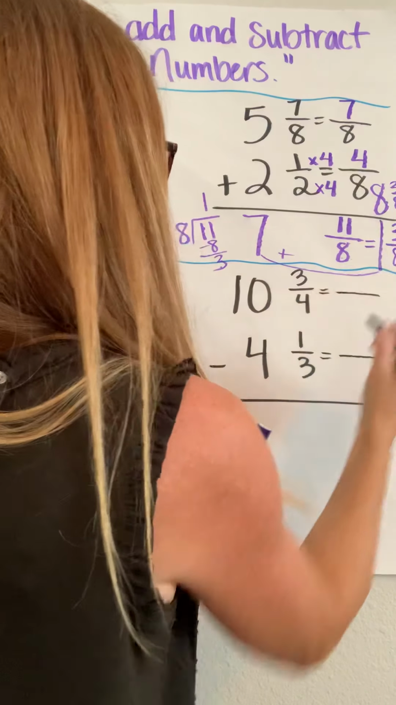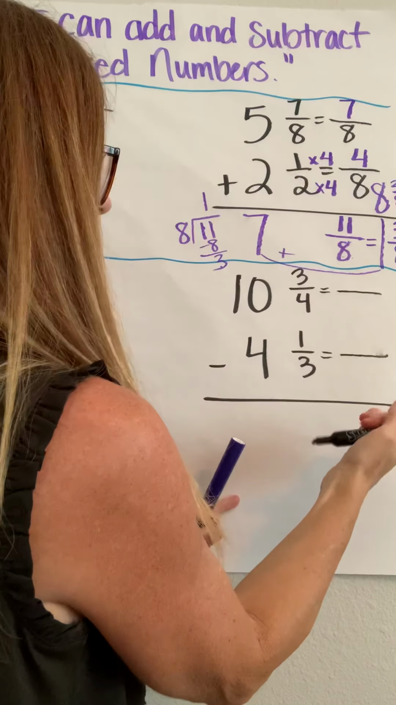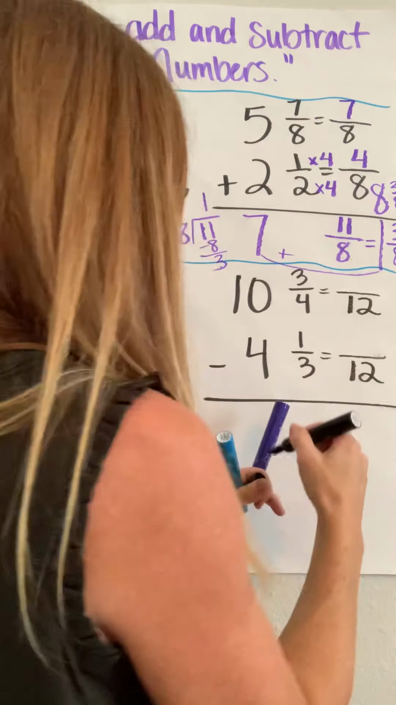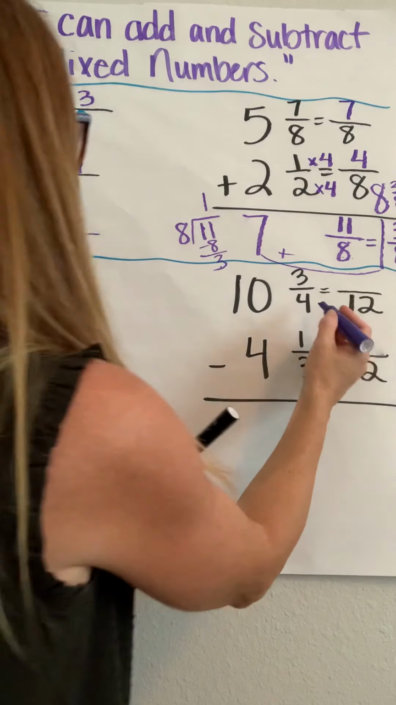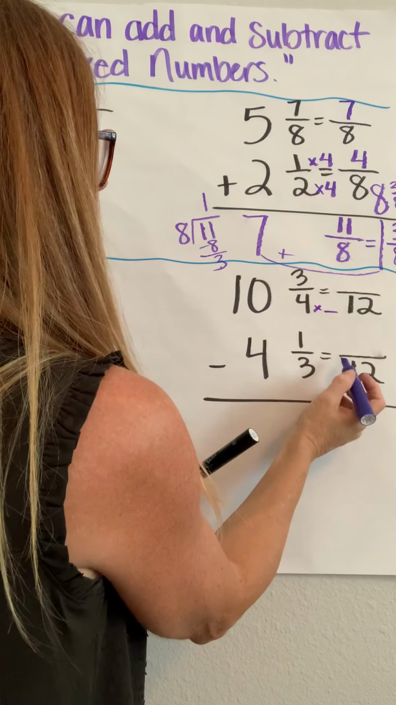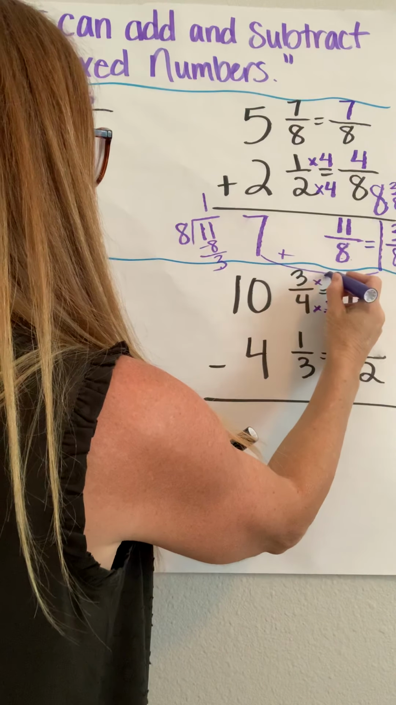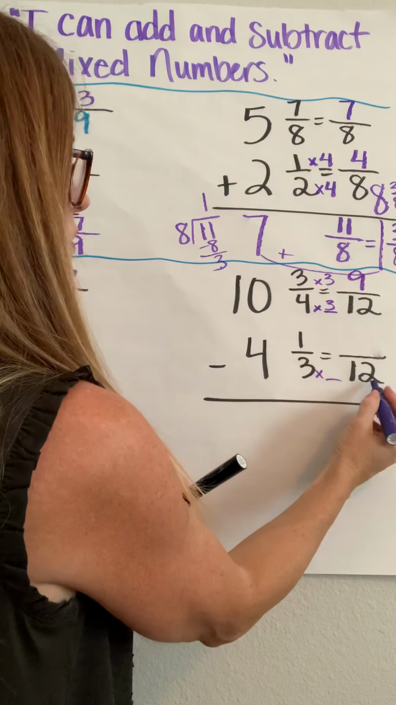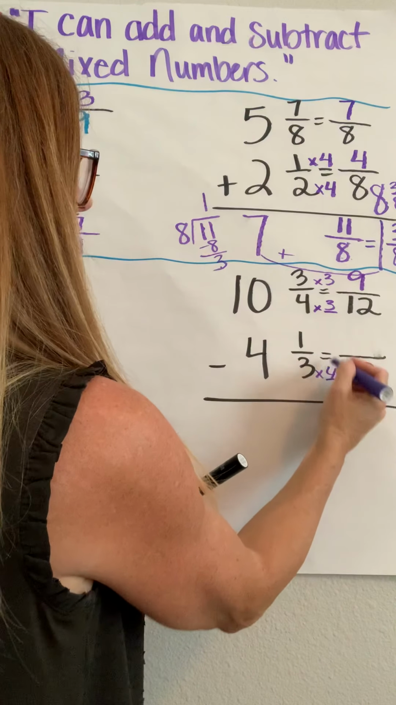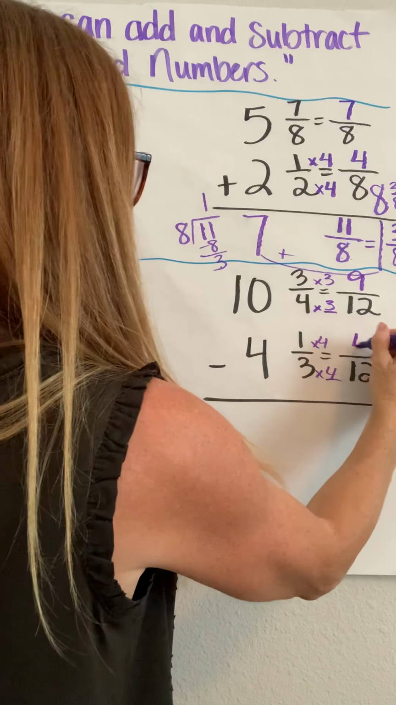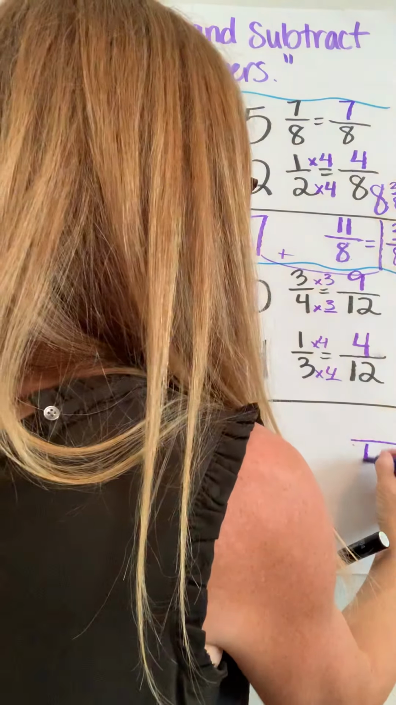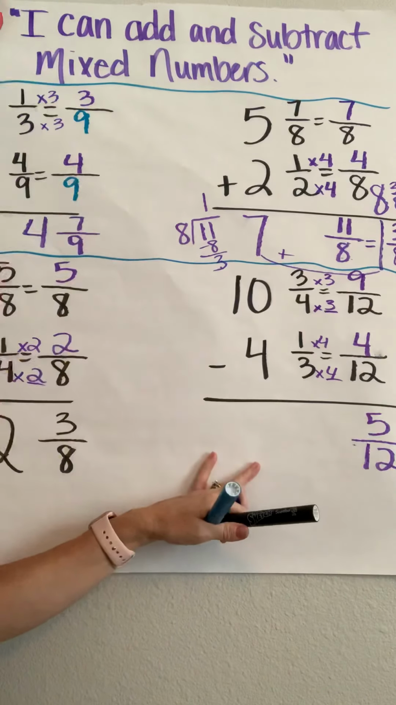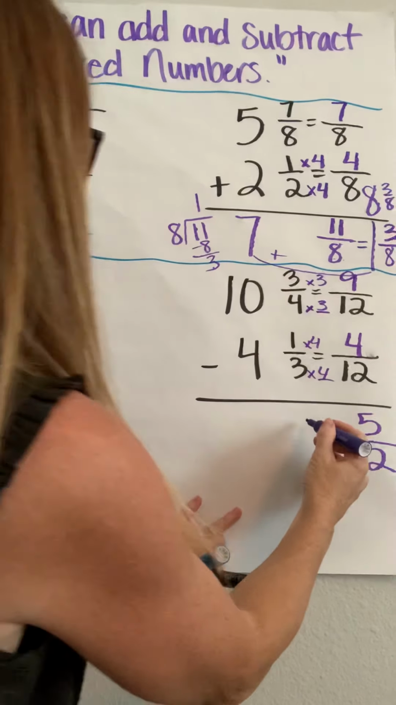Create like denominators. If I'm counting by 4s and I'm counting by 3s, the very first number that I would hit would be 12. All right, now I need my new numerator. What times 4 equals 12? Well, that's a 3. What I do to the denominator, I do to my numerator. 3 times 3 is 9. Same here. What times 3 equals 12? That's a 4. What I do down here, I have to do on top. 1 times 4 is 4. Right? All that work, my denominator stays the same. 9 minus 4 is 5. Don't forget about your whole numbers. 10 minus 4 is 6.